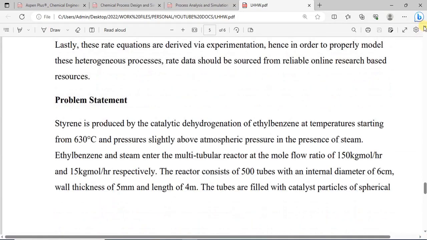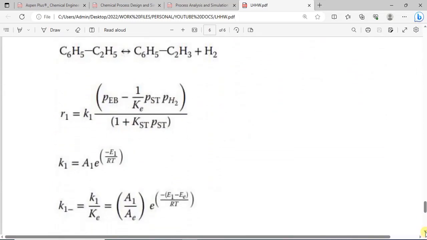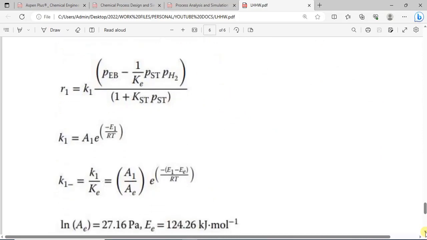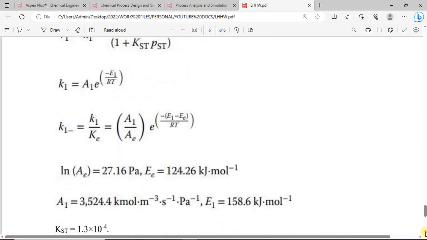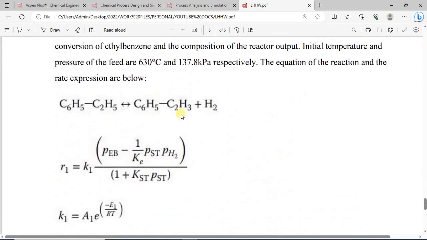So we have this right here. We are going to be modeling the production of styrene from ethyl benzene, and the details of this particular model are here. You have your equation, and then you have your kinetic data, so we are going to be making use of all of this. We have the equation here, which is a reversible process. Ethyl benzene reacts to give styrene and hydrogen, right?